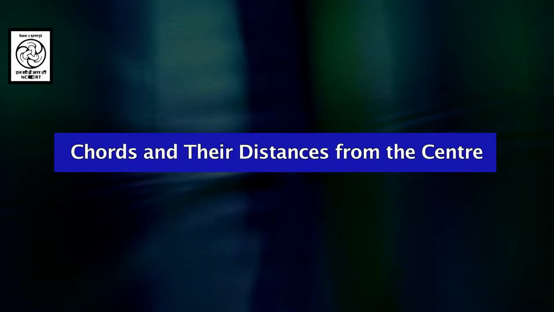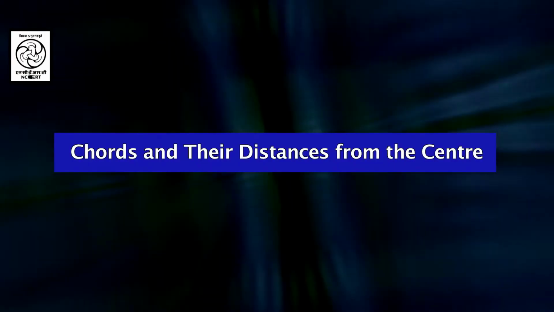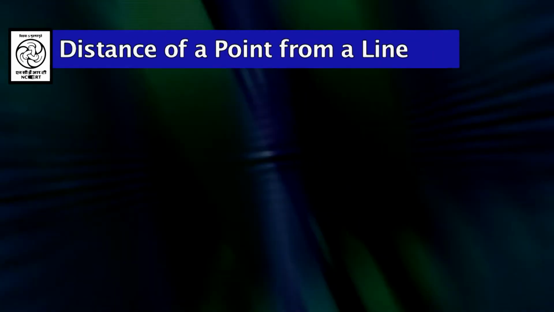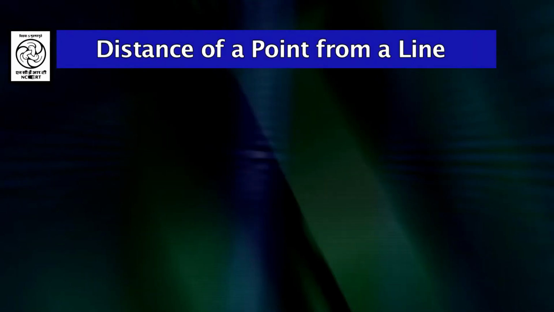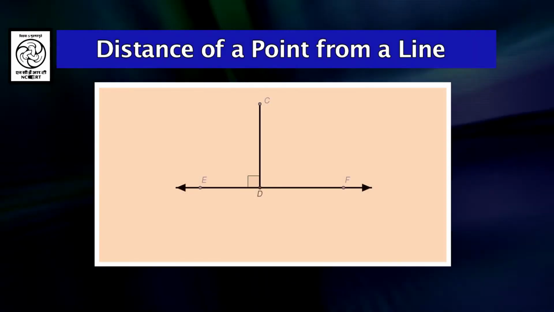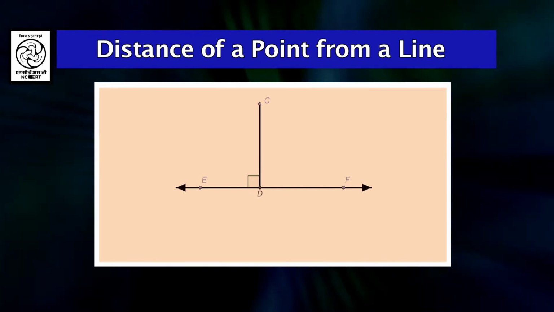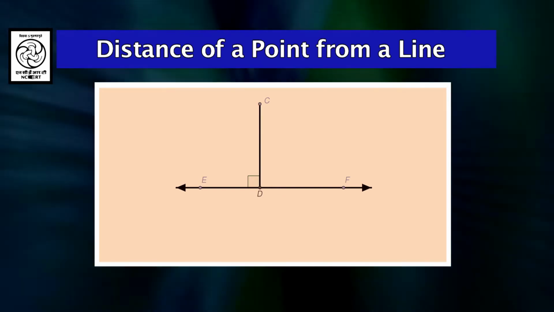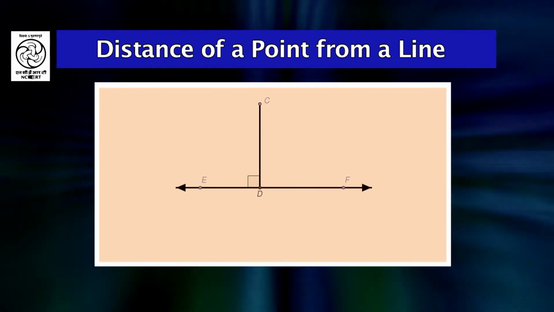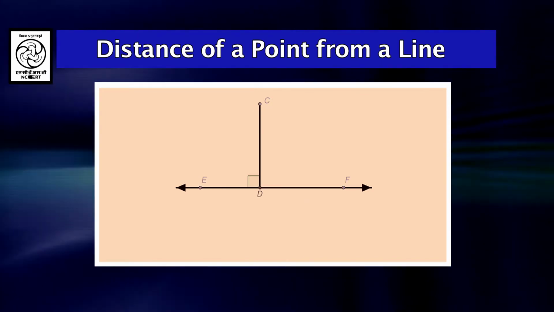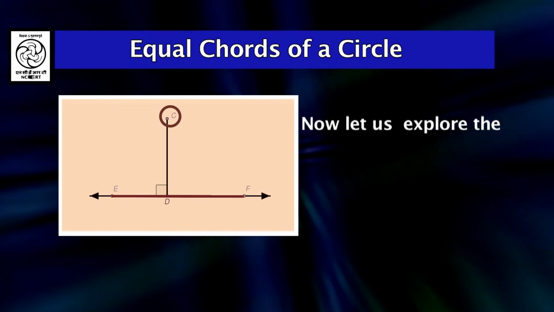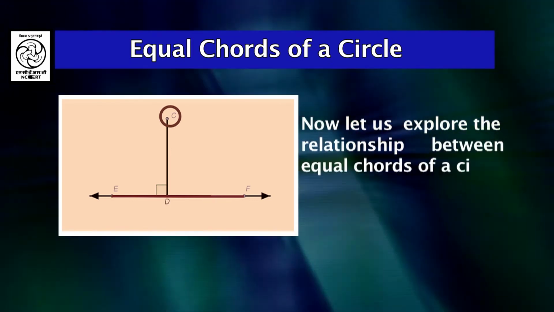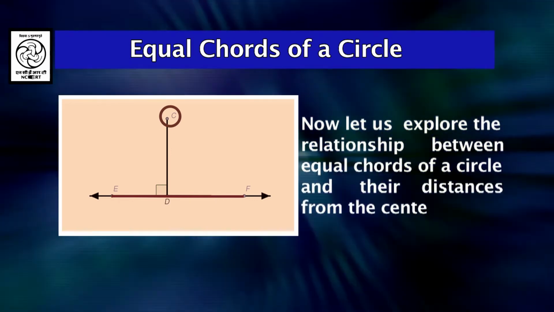Let us move towards chords and their distances from the center. First, we define the distance of a point from a line. In the figure, the length of this perpendicular CD is defined as the distance of C from the line EF. Let us explore the relationship between the equal chords of a circle and their distances from the center.